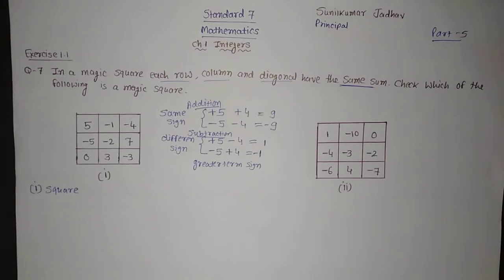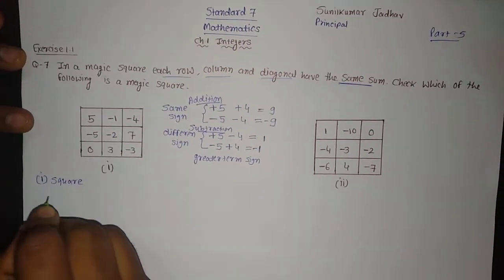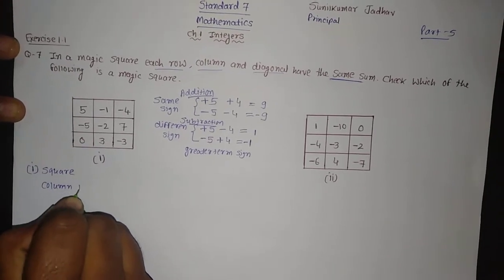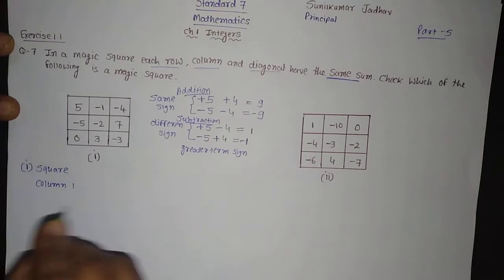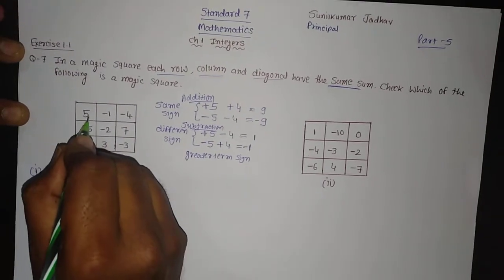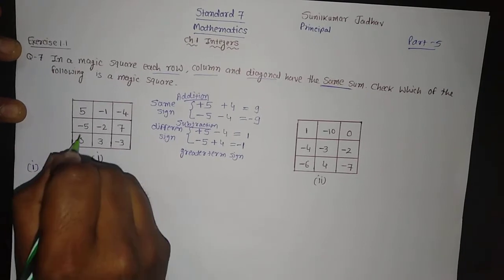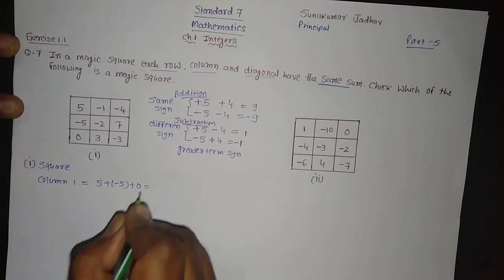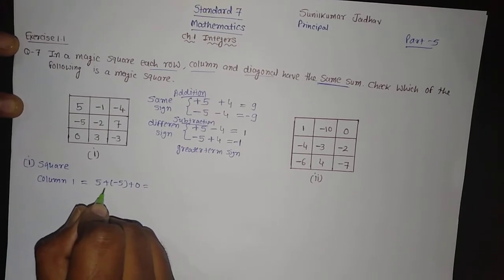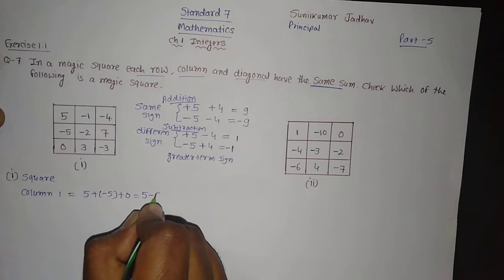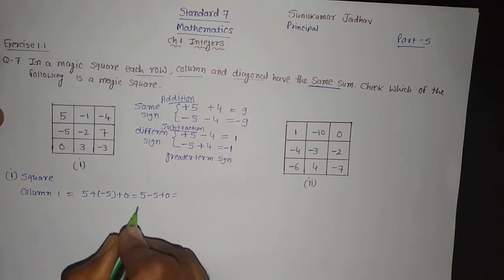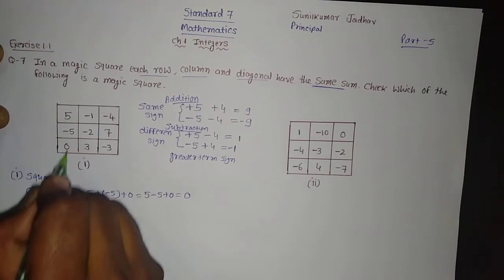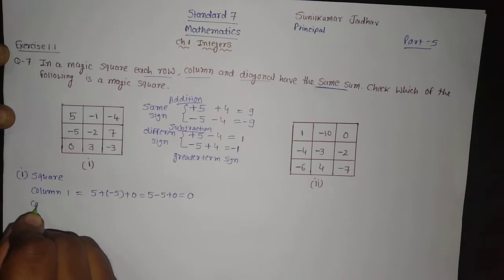Let us do it. For the first square, column number 1, we will do the total. Column is this one and row is this one. We know that. So for column 1, the total is 5 plus minus 5 plus 0. Plus and minus turns to minus, so 5 minus 5 plus 0. We know the answer: 5 minus 5 is equal to 0. For the first column, that is for this one, the answer is 0. Column number 2.